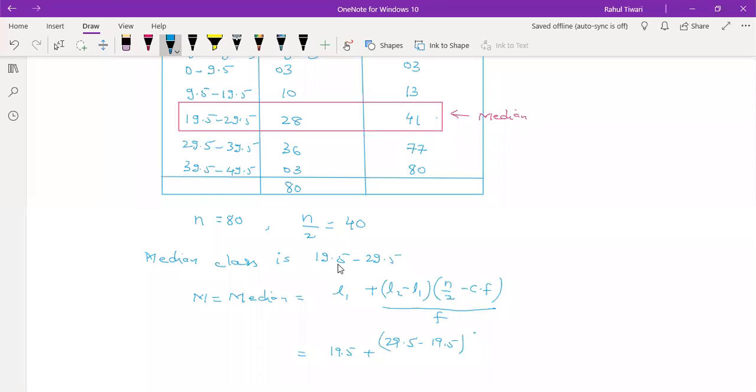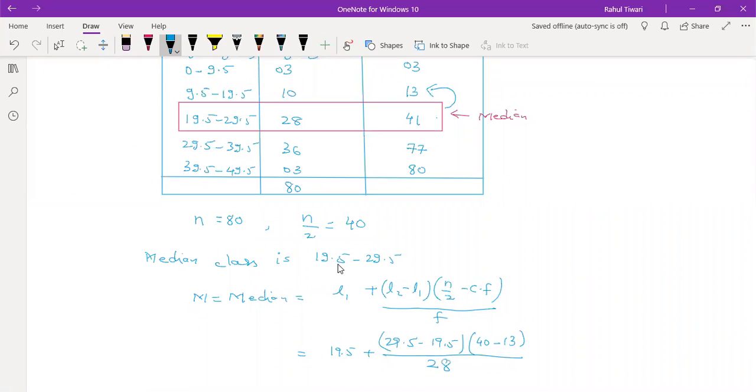N by 2 you have already obtained, which is 40, minus CF. So you can see minus CF. What is your CF? CF will be the cumulative frequency, which is obtained from the pre-median class. So this is your 13, divided by the frequency, which is 28.